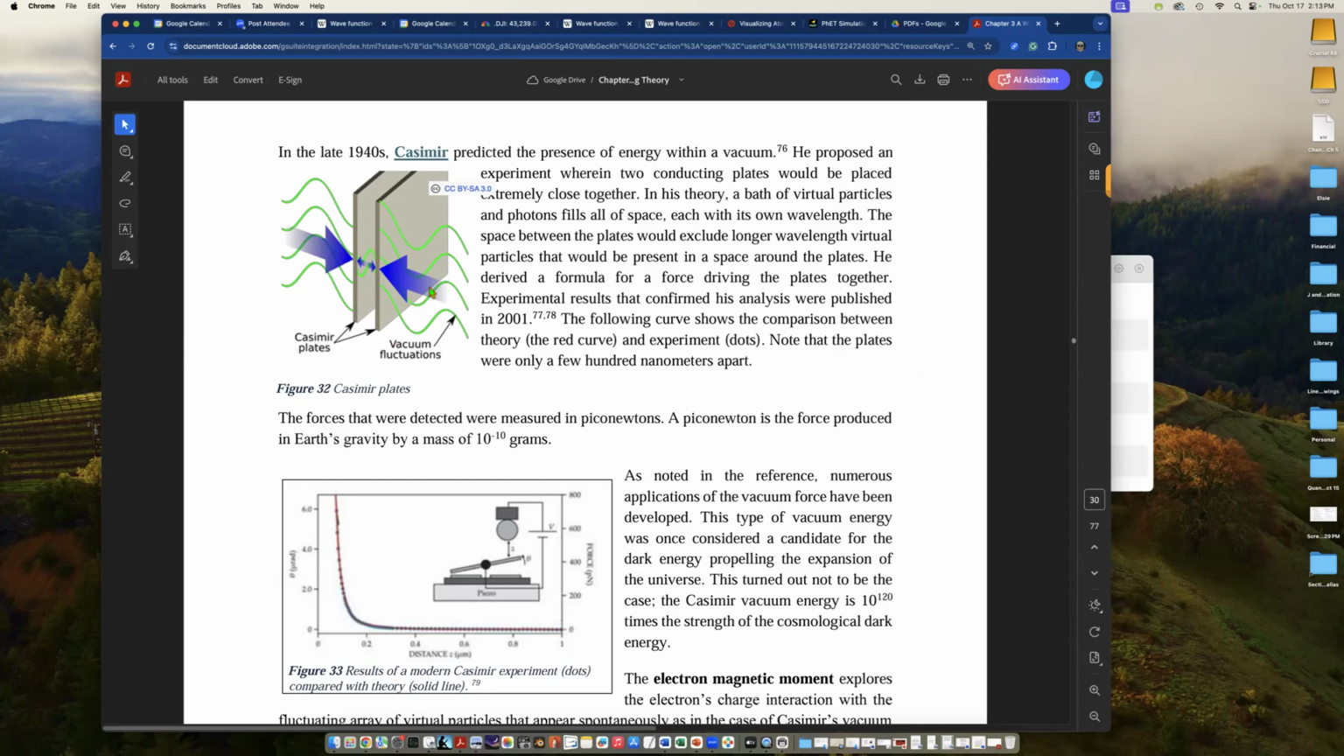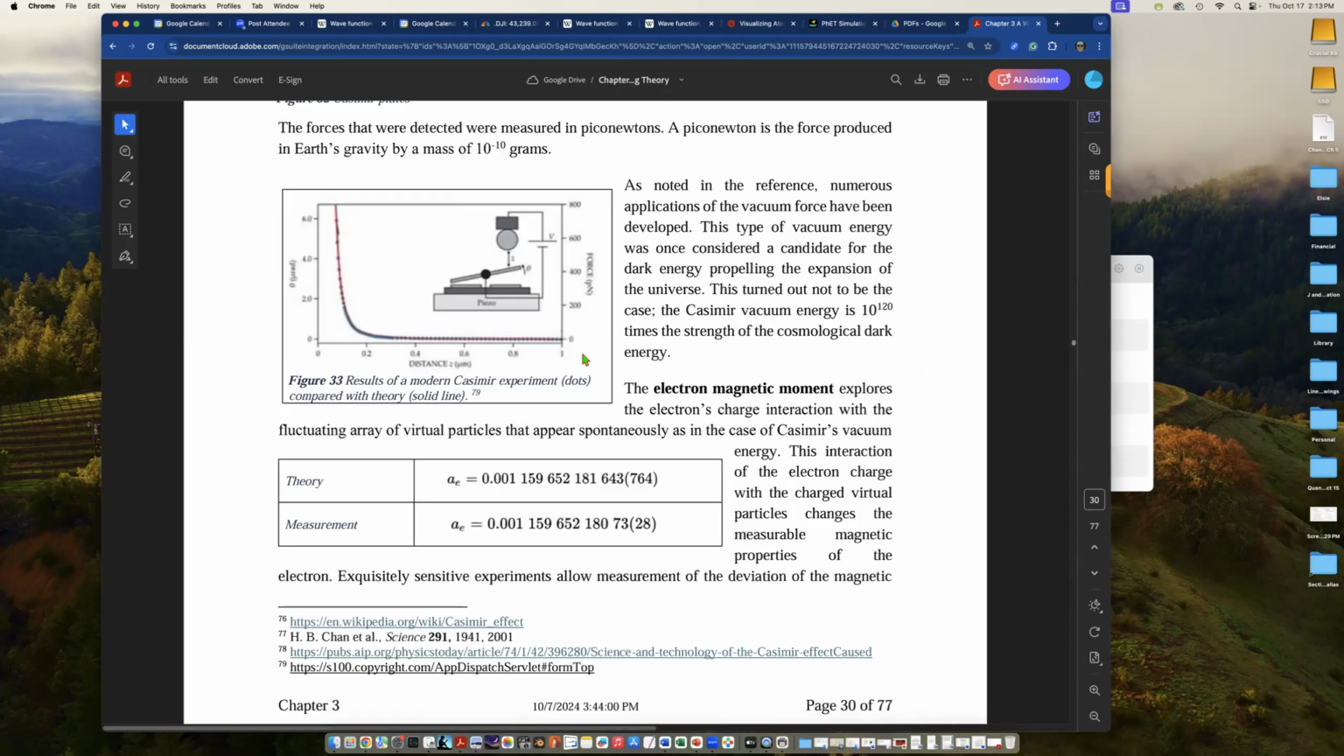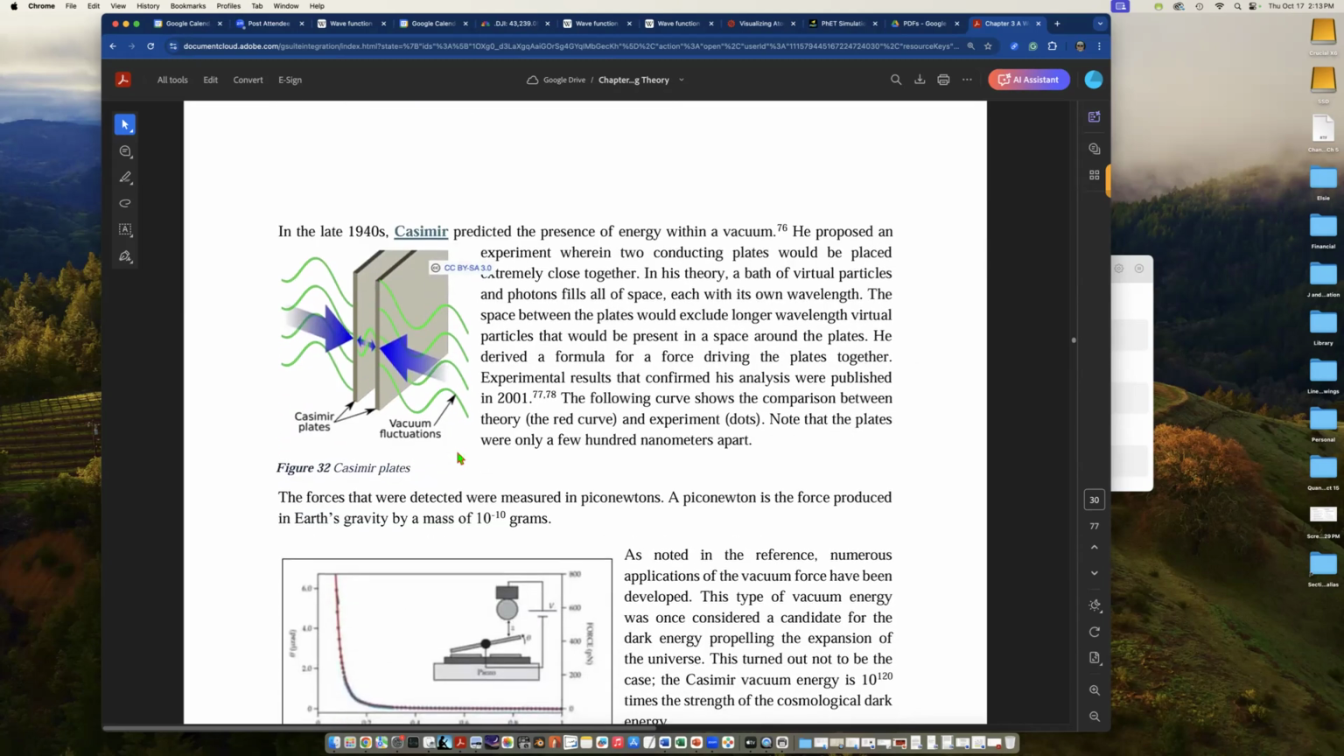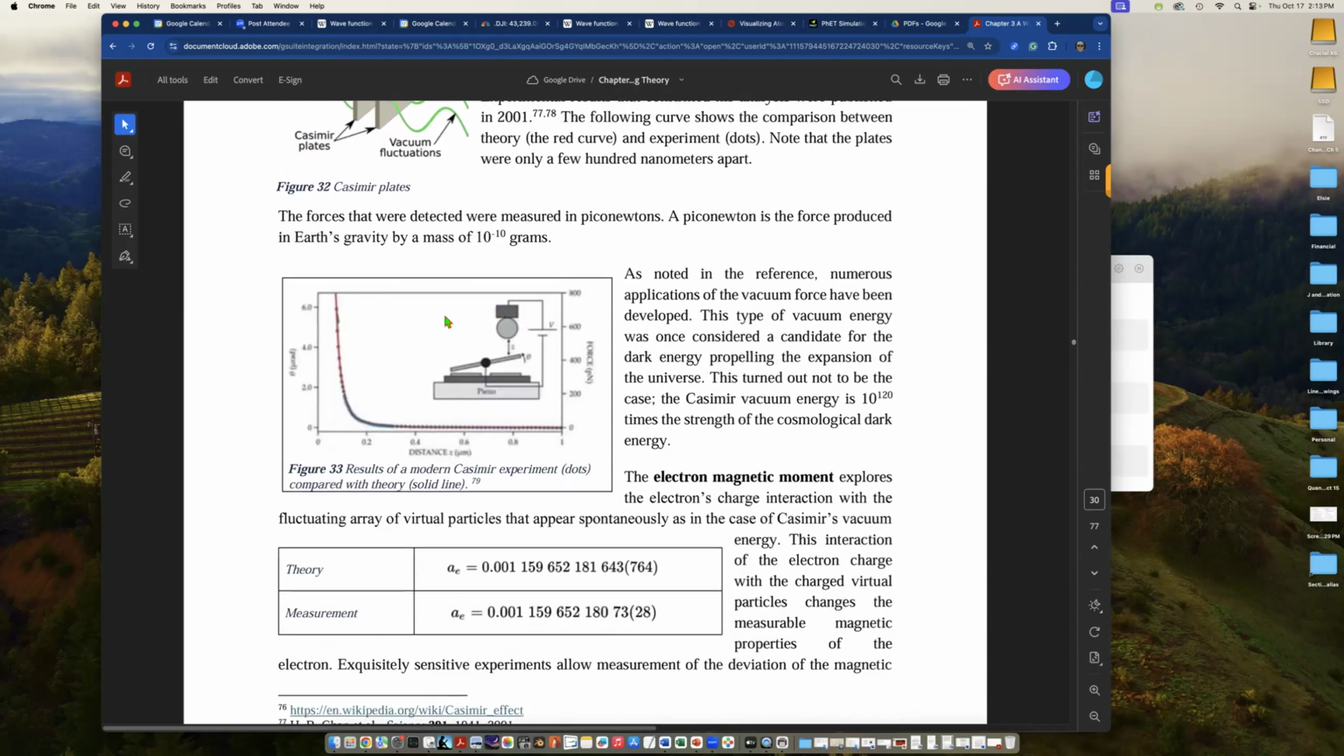And this is what Casimir was talking about in the late 1940s. It took 50 years to do the experiments to prove that these virtual particles would create a force between these two plates. I mean, the force is absolutely tiny, just very tiny. Here's a depiction of how the experiment might have been done.